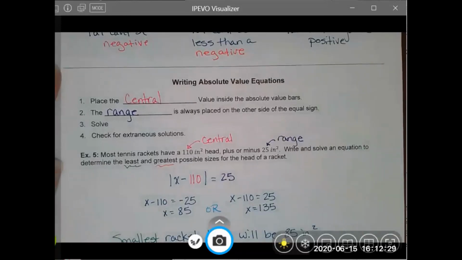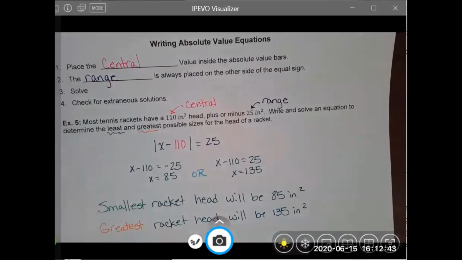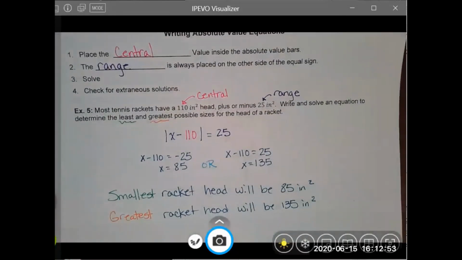So this is the smallest, this one's the largest. There might be racket size values that are between those two numbers, but this problem asks us to identify what the smallest was. You can't see that. I will raise it up. I like to write my answers in some sort of sentence form, so I'm identifying exactly what these numbers are. It gives them meaning, and it is a little bit easier to interpret.